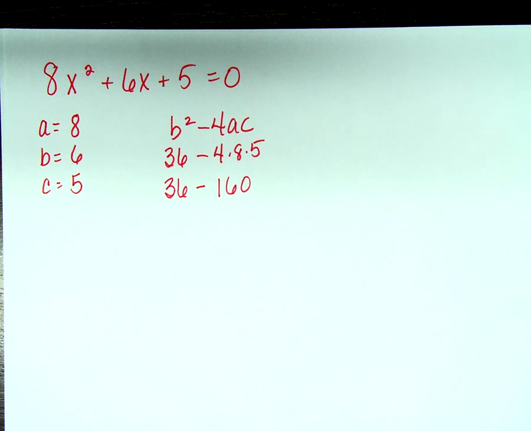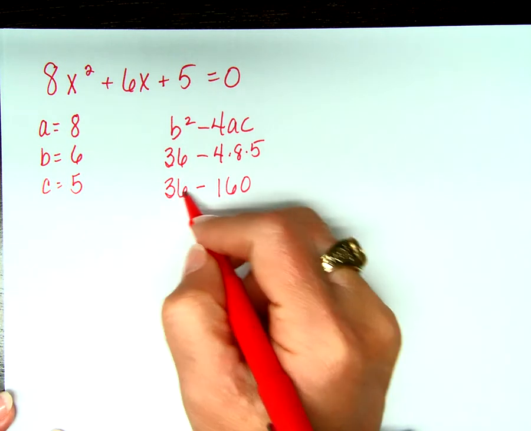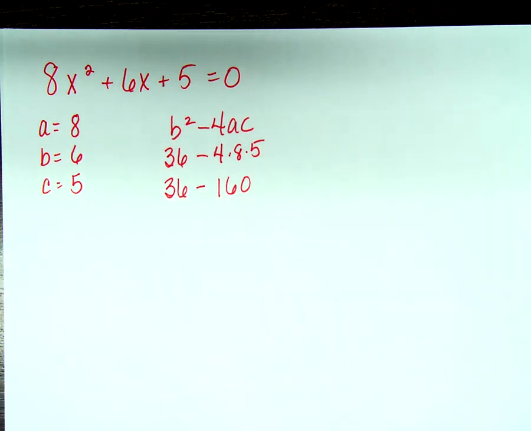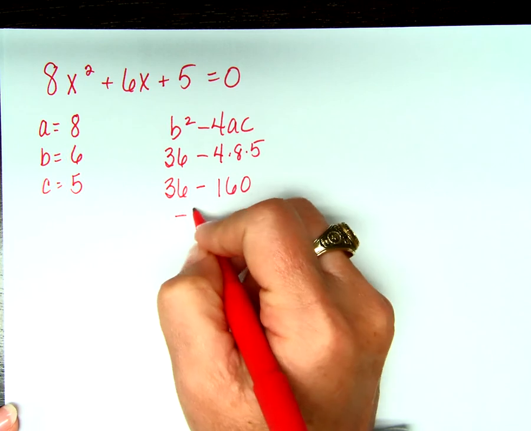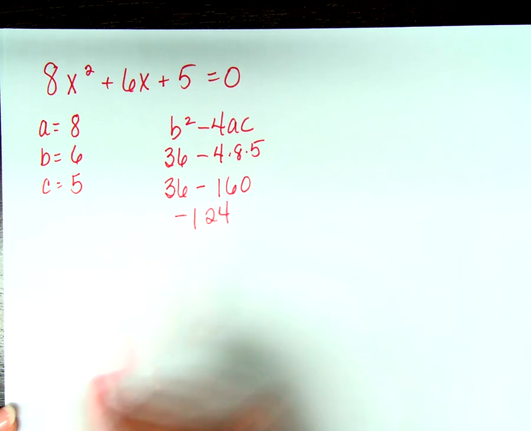Now, am I going to be mad at you if I see you putting in your calculator 4 times 8 times 5? No, absolutely not. Okay? Like I said, some of us still need it as a little security blanket. Oh, that's all right. What is 36 minus 160? Negative what? Negative 124.